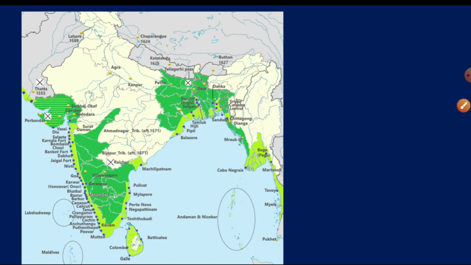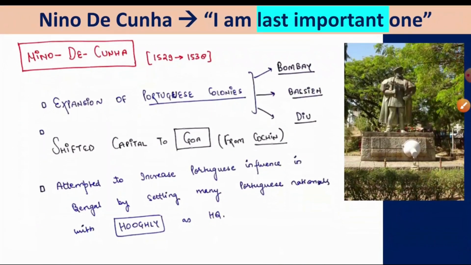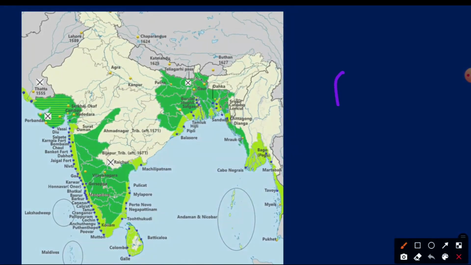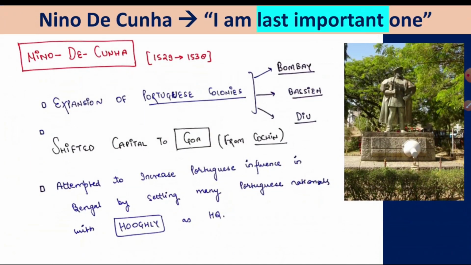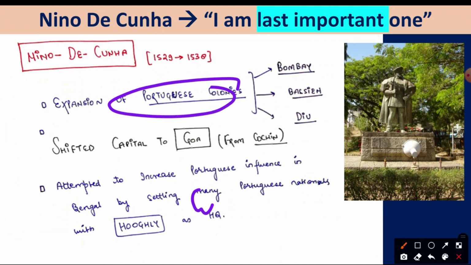Okay, let's go ahead. The last one, though in between we have seen the period of vacuum for almost 15 years, from 1515 to 1529. In between, Vasco de Gama came, as we have read earlier. He became the viceroy, uneventful period. Then came the Nino de Cunha. Now, Nino de Cunha was the last important one that we have to remember. So he also expanded the Portuguese colony. In fact, there are two things. First, there is a conquest, then there is a colony.